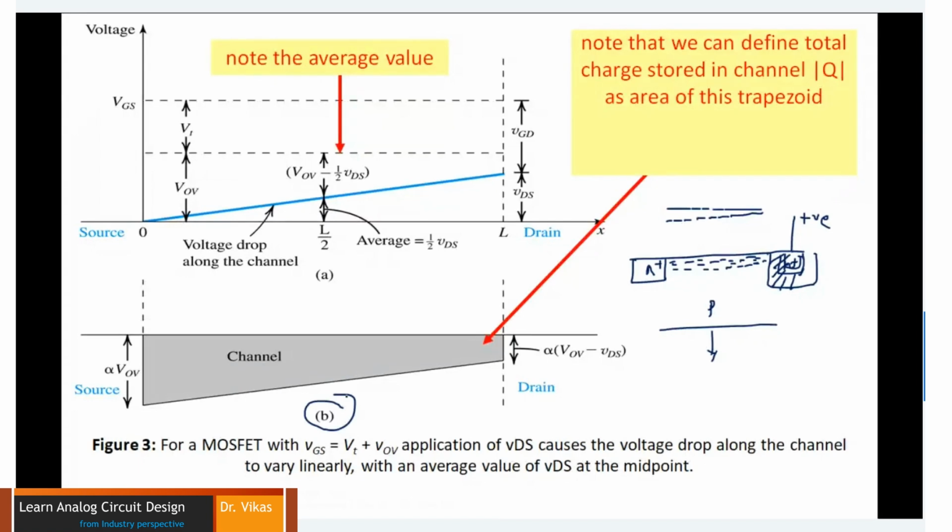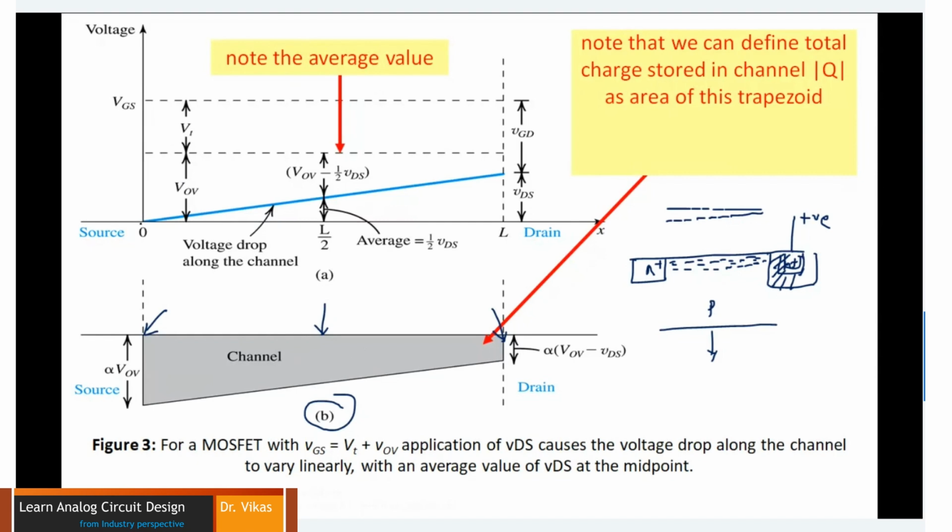So this is basically how my channel looks. And now if I try to understand the voltage distribution in a simple and quick manner, let's try to distribute how the voltage looks. Now, let's try to figure out the voltage at exactly the source node, the voltage at exactly the drain node, and what is the average voltage that is going to be reflected at the mid of the channel.